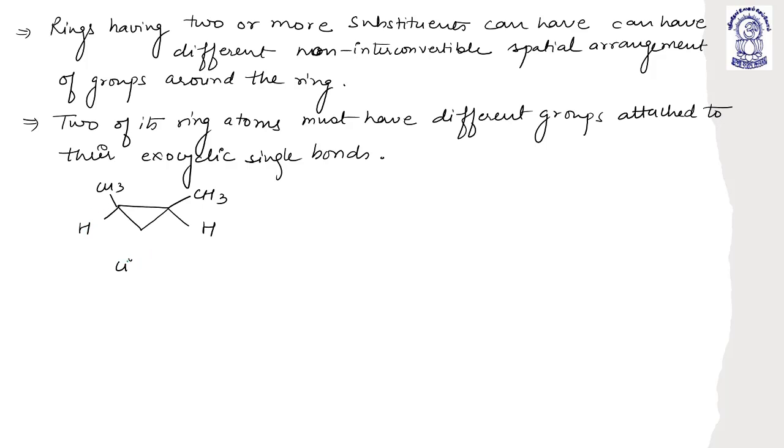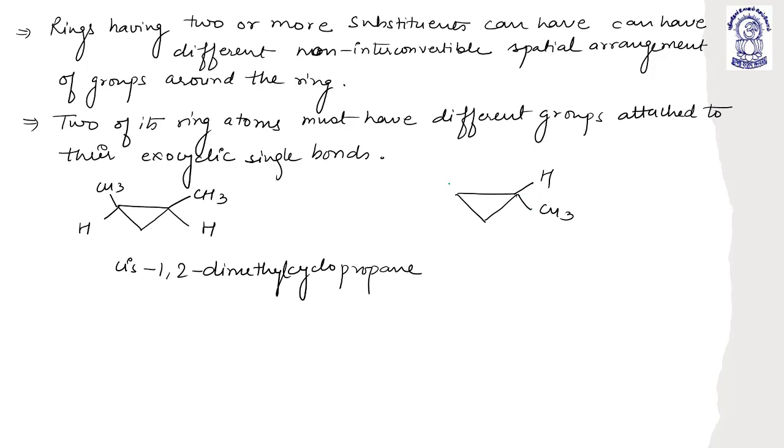this is cis 1,2-dimethylcyclopropane. Okay. Now, if I want to make the trans of it, this is trans. Okay.